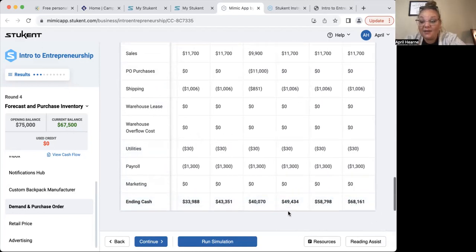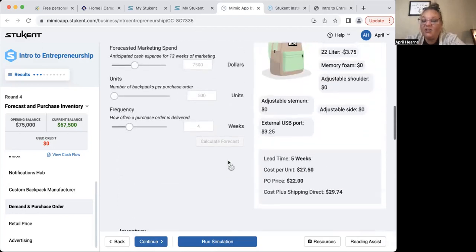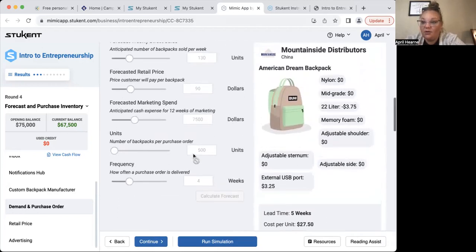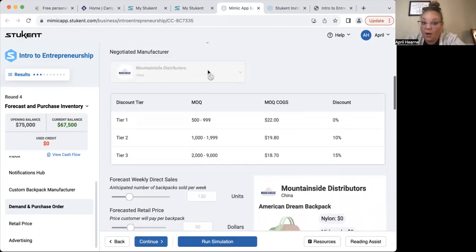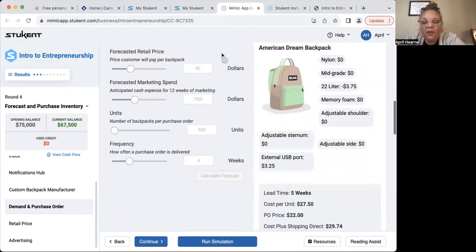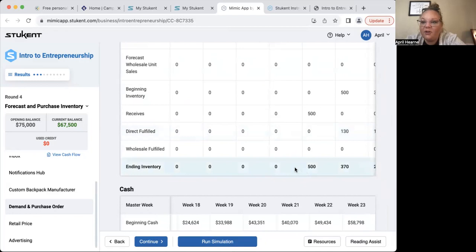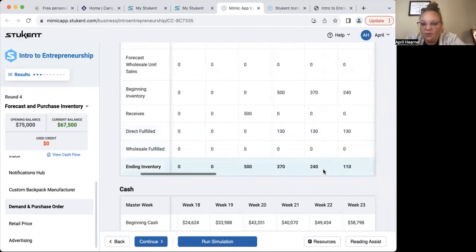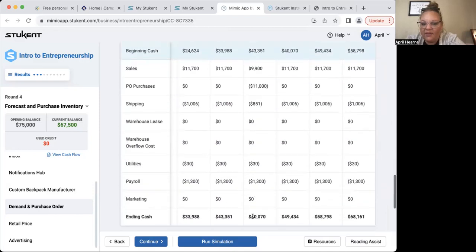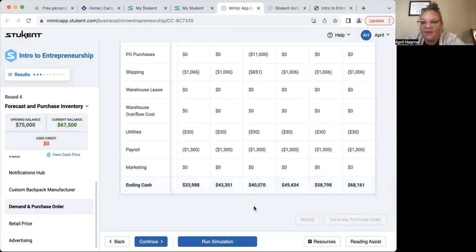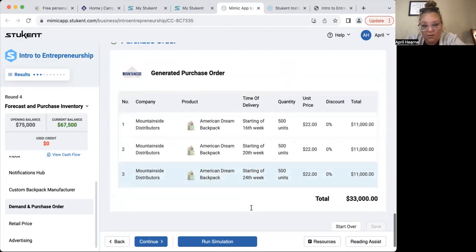And if it does, don't hit continue. Scroll back on up there, change these numbers, or change your manufacturer up here because you picked more than one, remember? Play with the numbers, hit calculate, and make sure that once your first shipment arrives, this never goes to 0, and this line ending cash never goes in the negative. All right.